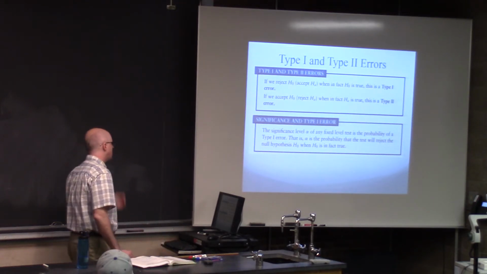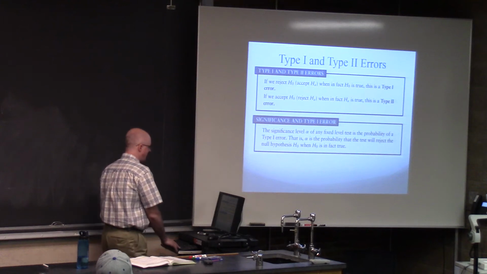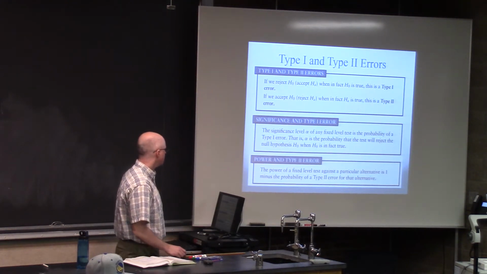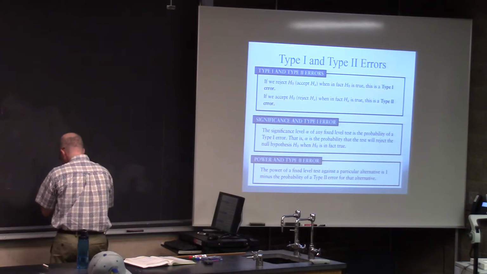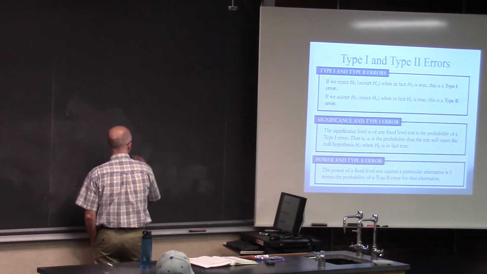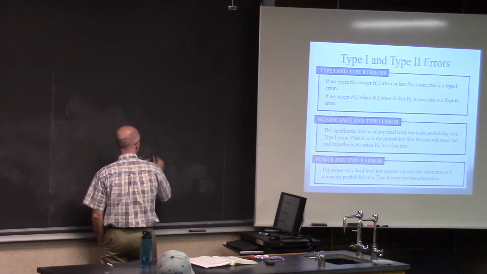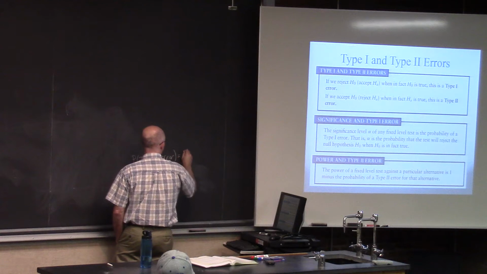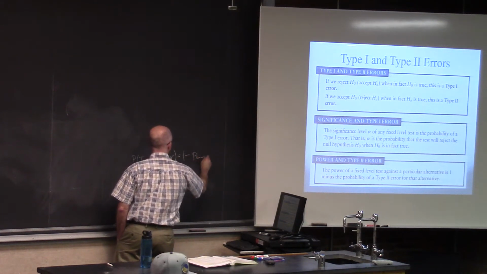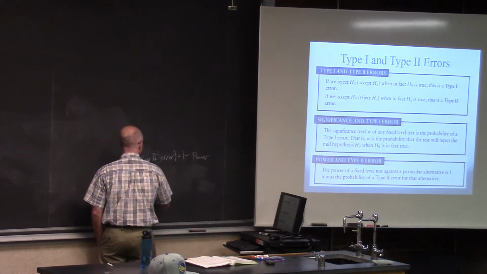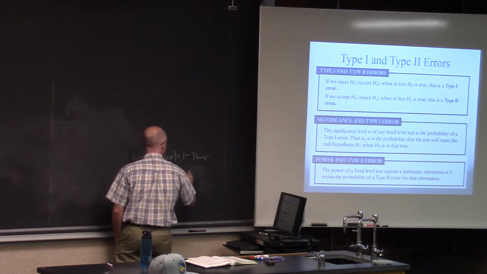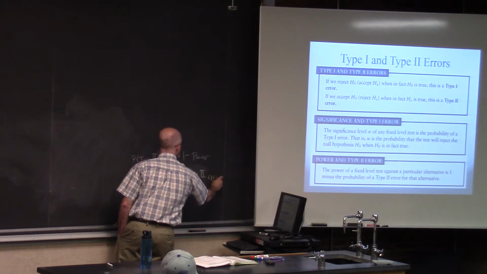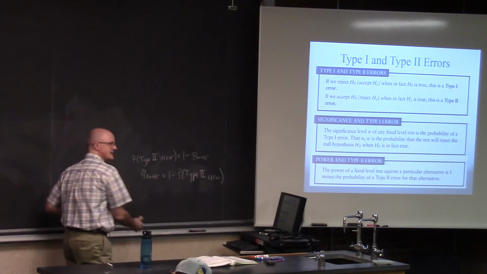A type 2 error has a probability that's related to the power. The probability of a type 2 error is 1 minus the power. Likewise, the power is 1 minus the probability of a type 2 error. They have to add to 1 because they're complementary events.